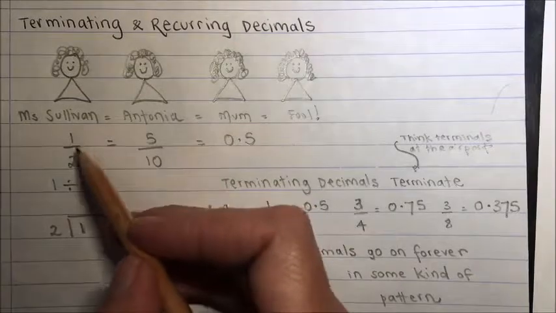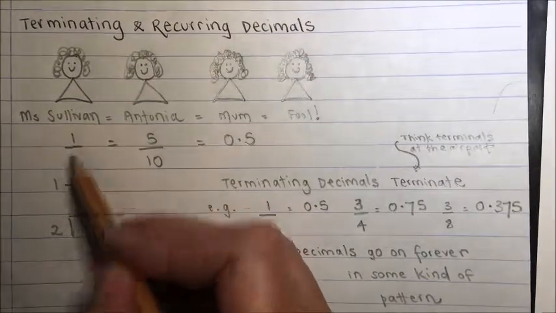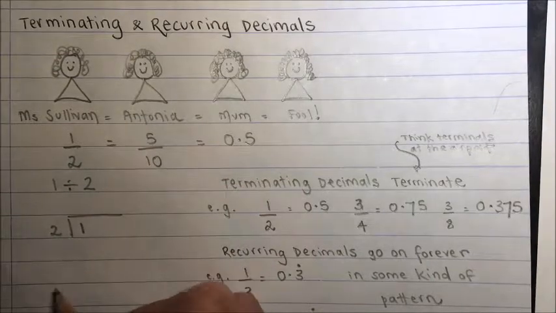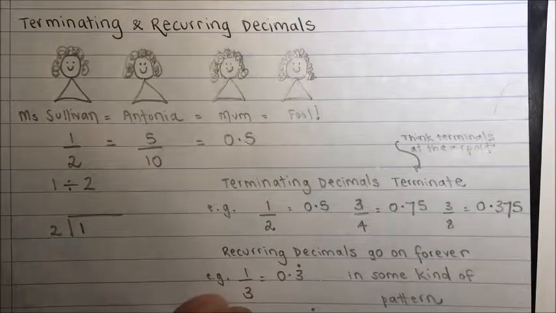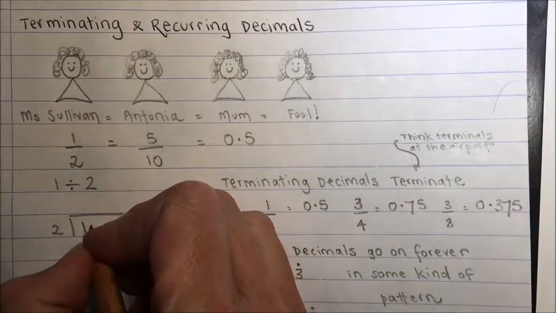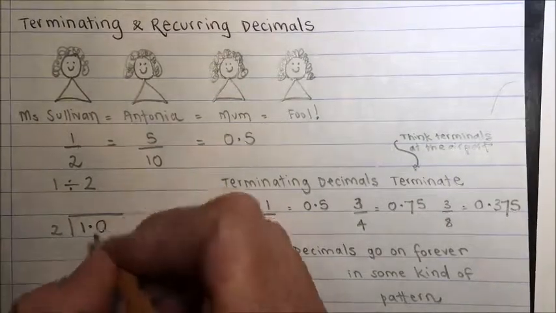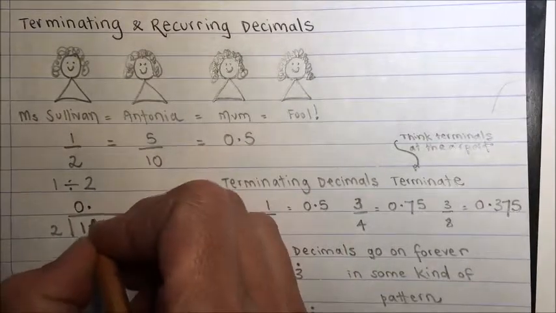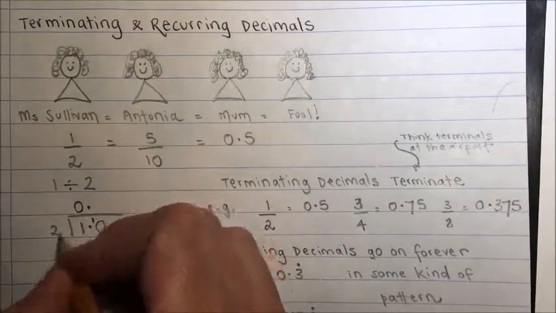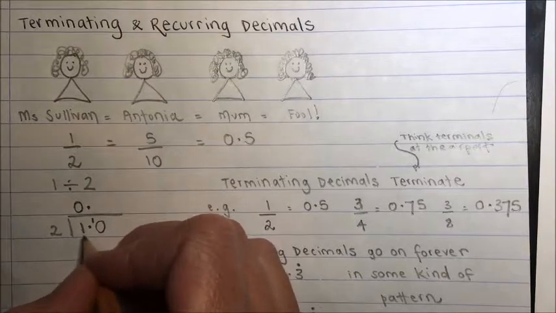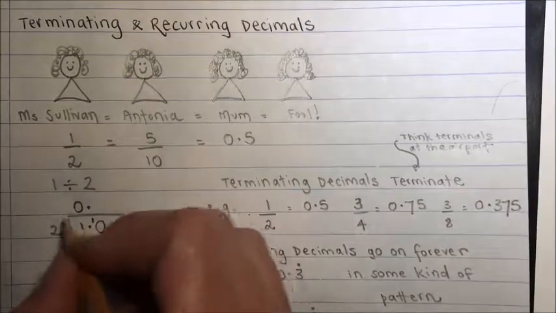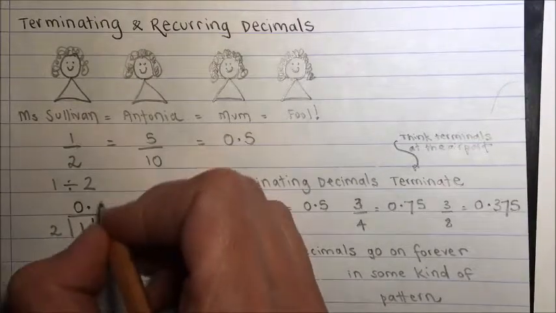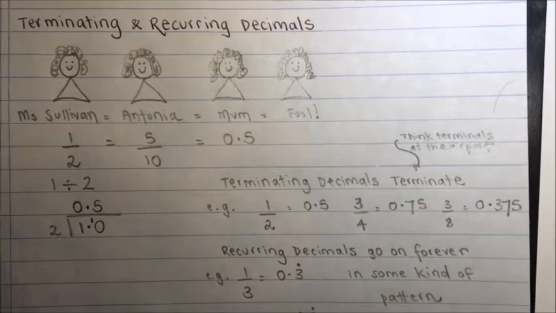So let's have a look here. If I've got a half, we know that that line really means divided by. So 1 divided by 2, 2 into 1. 2 into 1 I can't do. So the decimal system allows me to pop in a decimal and add a 0. So there'll be nothing in the ones column because it doesn't fit. And I've got my little remainder 1. I wasn't able to do anything with it. So 2 into 10 goes 5 times.